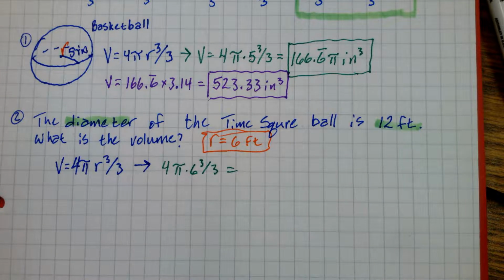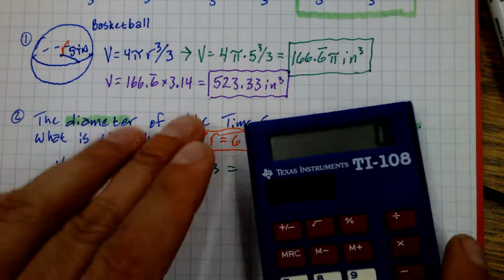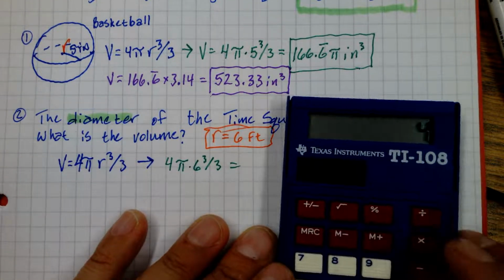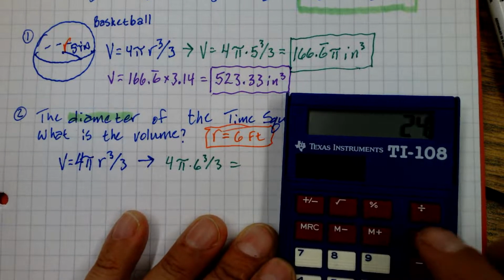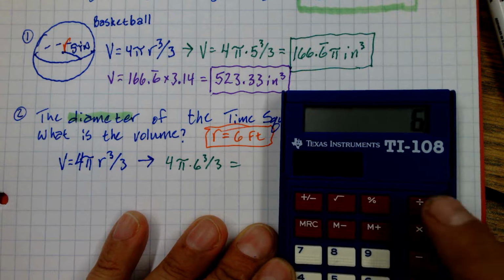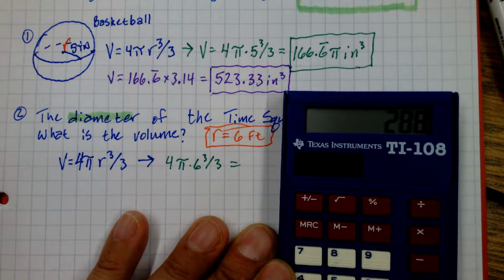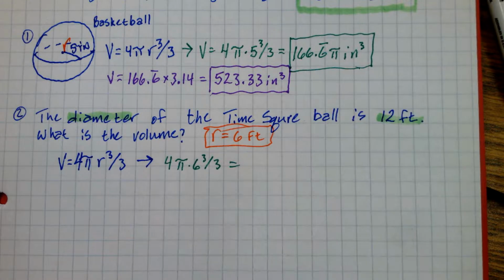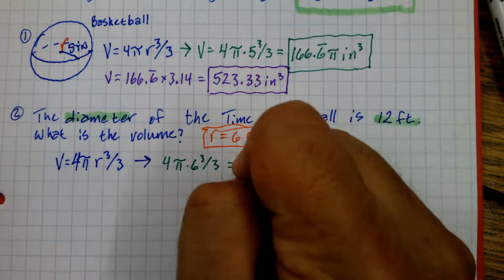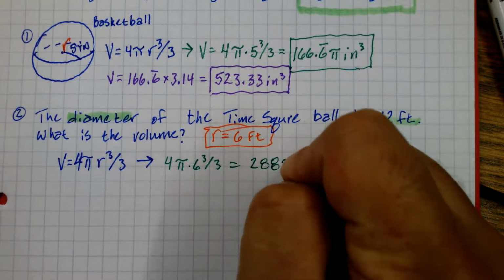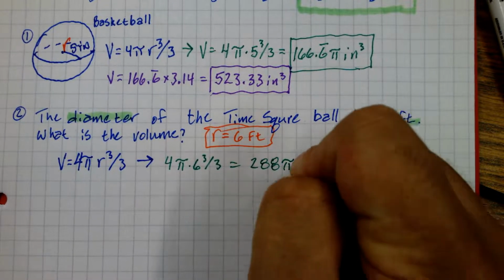Let's do that. So here we go. 4 times 6 times 6 times 6 divided by 3. I got 288. Anybody else get that? So 288 pi cubic feet.